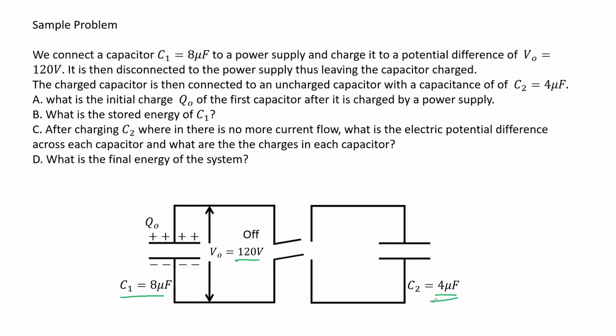Letter A, what is the initial charge of the first capacitor after it is charged by a power supply? Letter B, what is the stored energy of C1? Letter C, after charging capacitor 2 where there is no more current flow, what is the electric potential difference across each capacitor and what are the charges in each capacitor? Letter D, what is the final energy of the system?